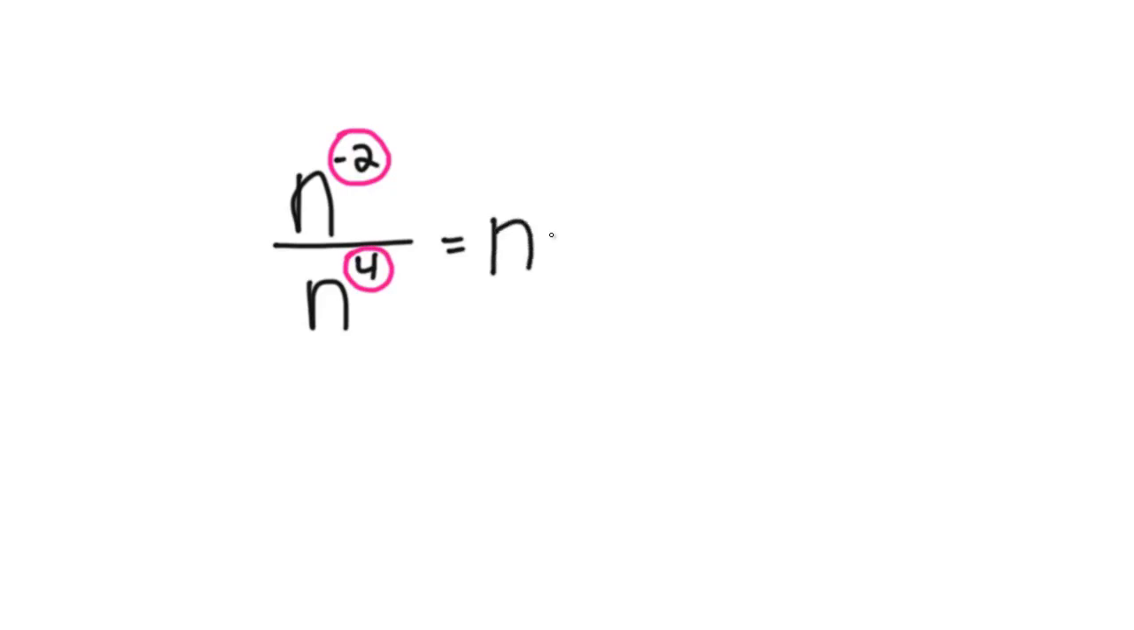Alright, what if we have n to the negative 2 power divided by n to the 4th? So the rule is you take the negative 2 and you subtract the 4. Okay, so now we have base n, and we'll just do the subtraction. Negative 2 minus 4, and this will reduce to n to the negative 2 minus 4, which is just negative 6.